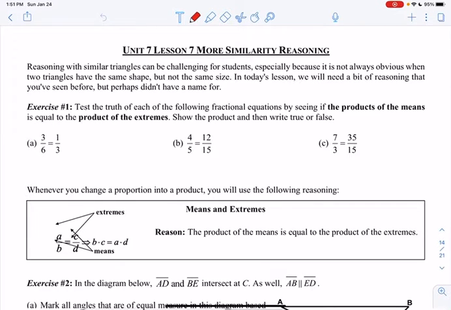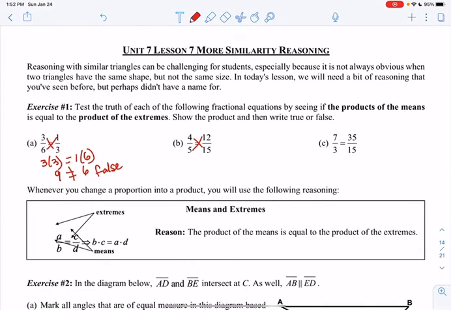All right, so in exercise 1, they just want us to test out those proportions to see if they're true or not. They're giving a name for the diagonals, but all you have to do is multiply each of these. So 3 times 3 and 1 times 6. So I'm cross-multiplying. Whenever you have a proportion, the diagonals, when you multiply them, should equal each other. So this one does not equal, so this is false.